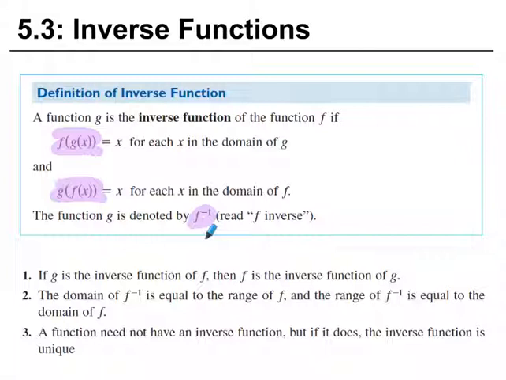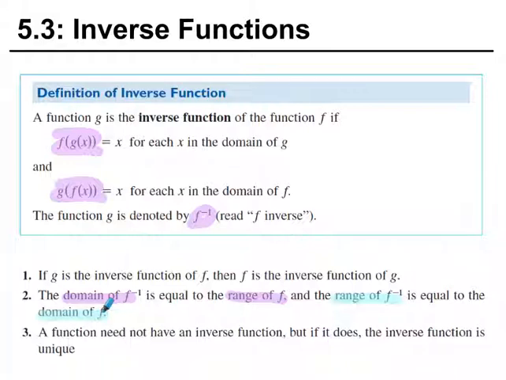Okay? The domain of f inverse is equal to the range of f. And the range of f inverse is equal to the domain of f. So real quick, domain of the inverse equals the range of the original function. Range of the inverse equals the domain of the function. So that should make sense. They're inverses, they have some sort of relation.